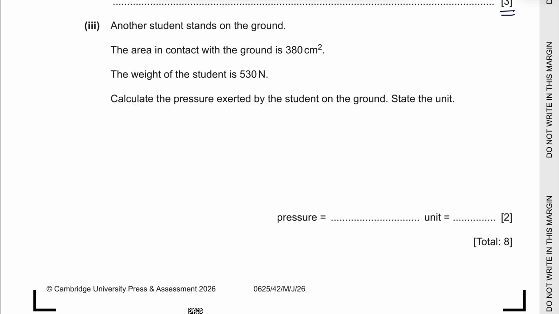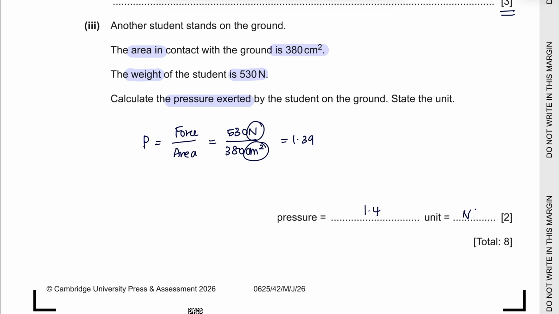Next question, part 3. Another student stands on the ground. The area in contact with the ground is 380 centimeters squared. The weight of the student is 530 newtons. You are asked to calculate the pressure exerted by the student on the ground. Make sure you know the formula to calculate pressure is force over area. And the force being applied here is 530 newtons, and the area is 380 cm squared, giving you 1.39. In two significant figures, that would be 1.4. The unit is newtons over cm squared.